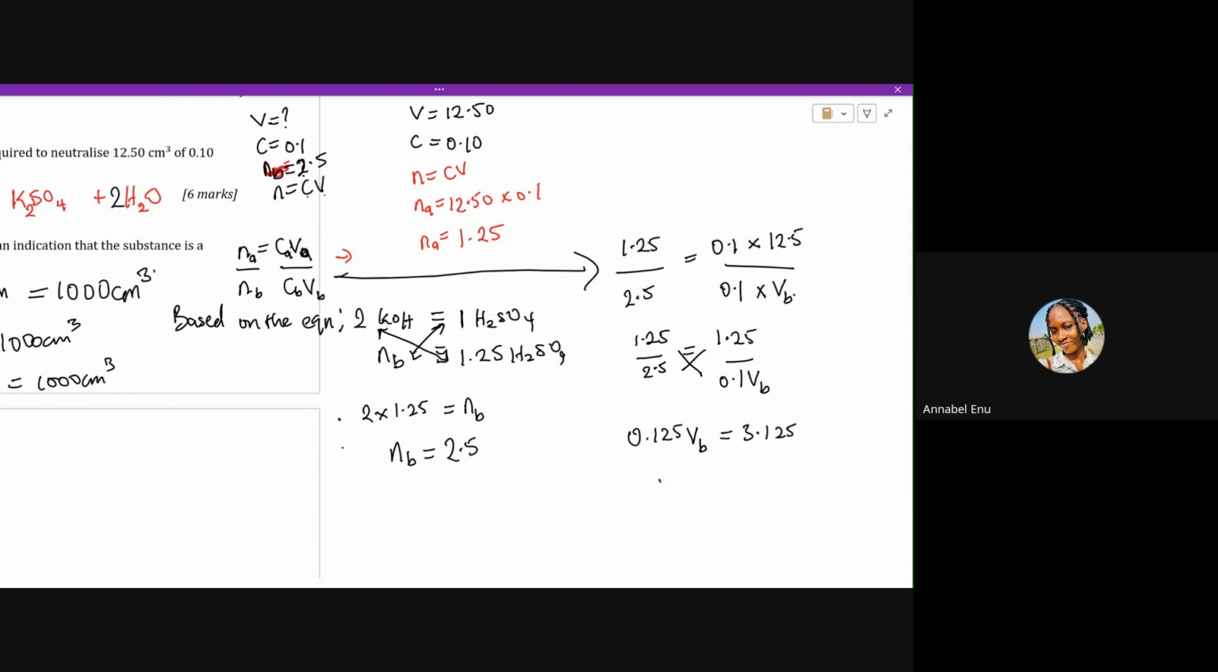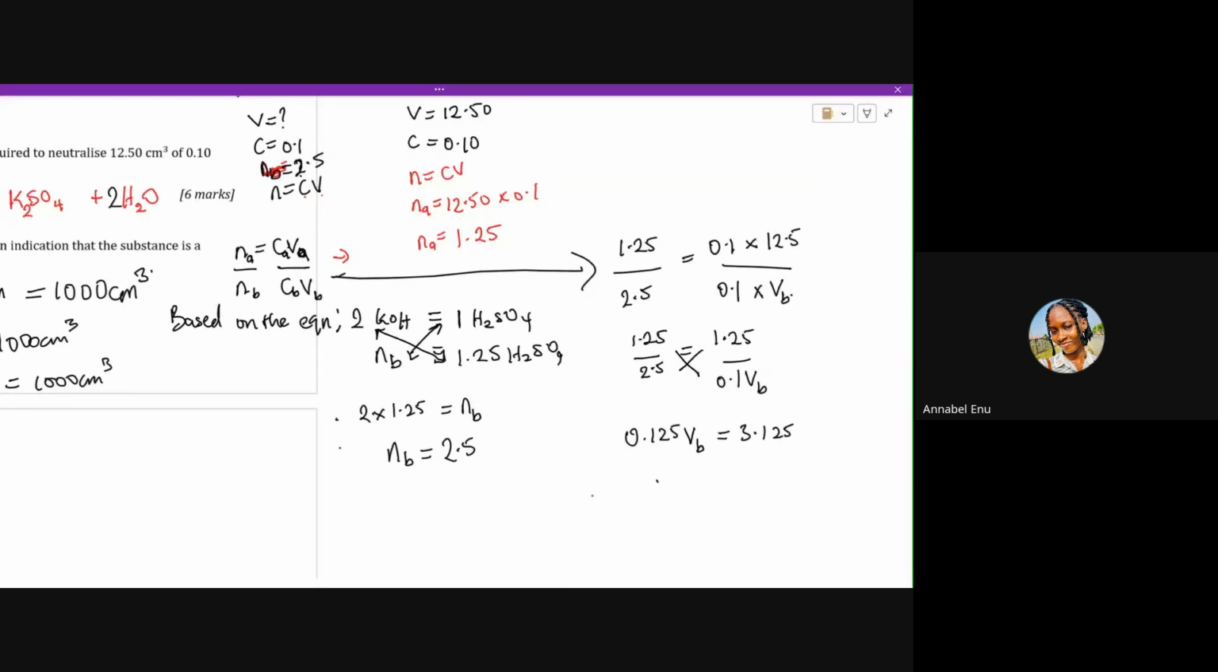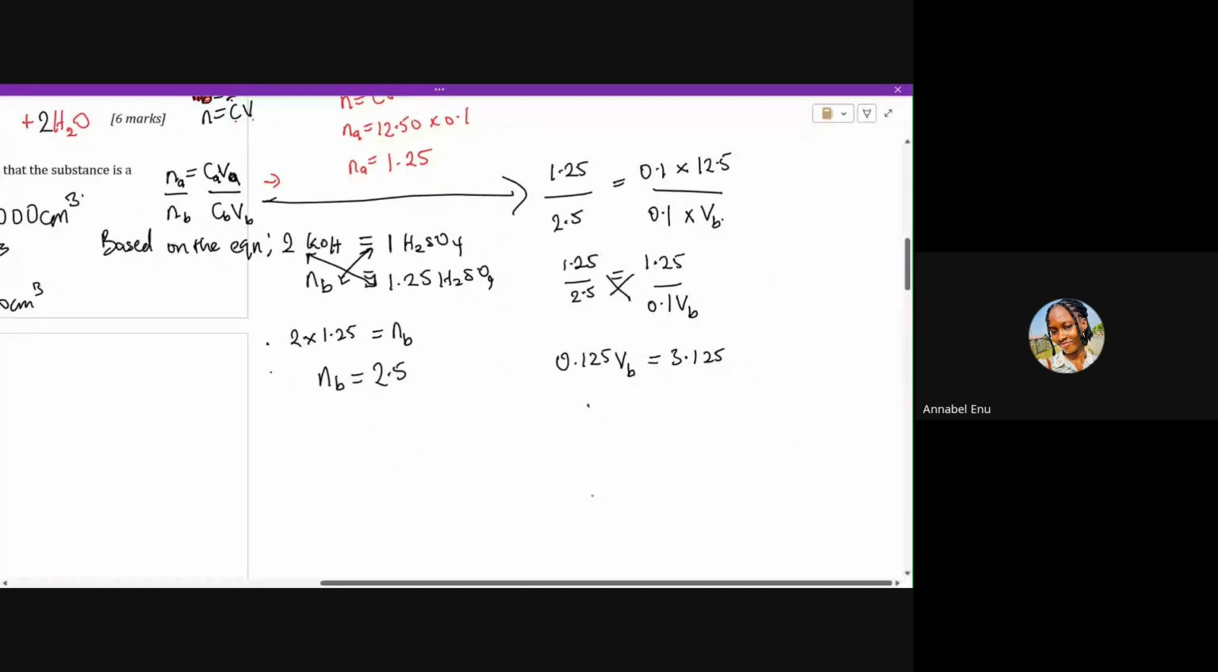Then who can tell me what we'll do from here to get VB at this point that we have reached and we have paused? Winner, tell us. Based on mathematics, what do we do from here to make VB the subject of the formula?